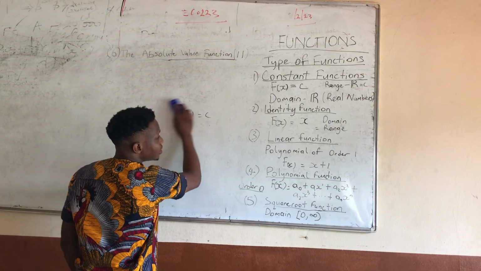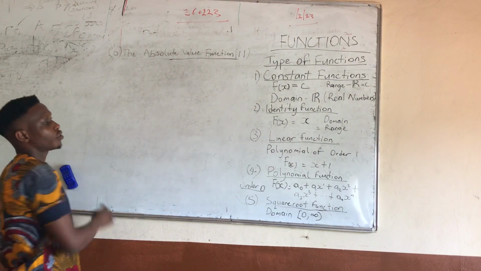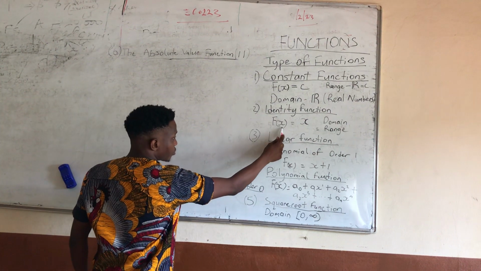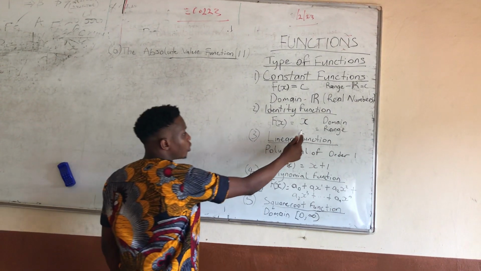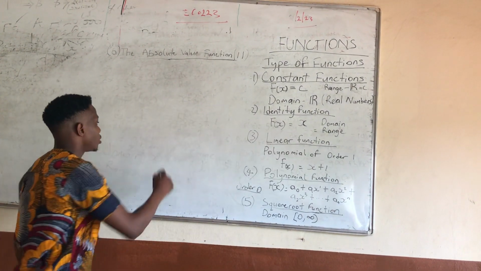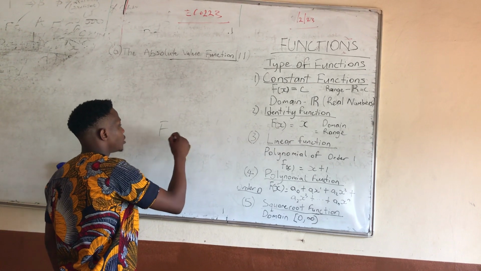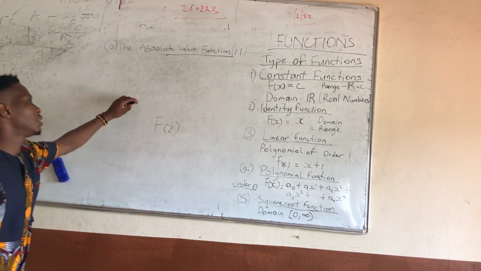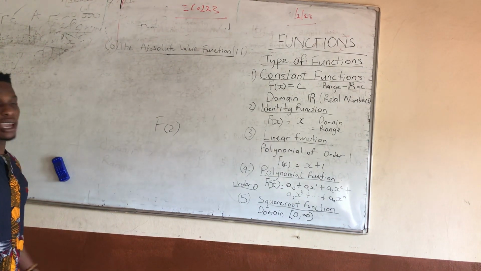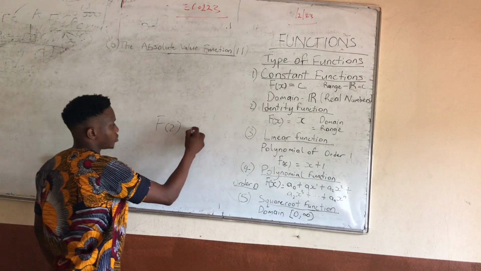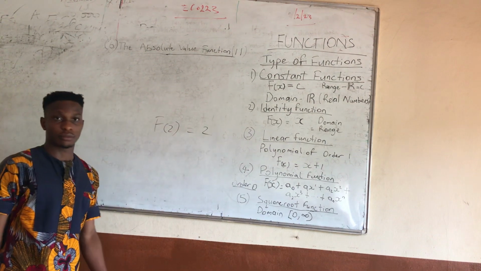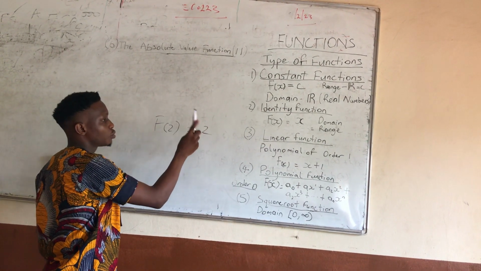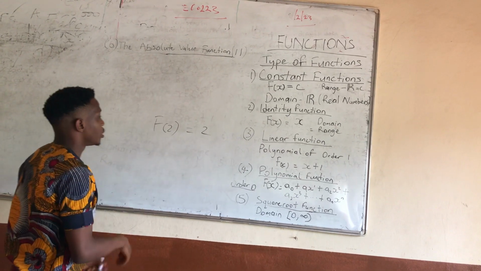Then, the identity function is telling us that the domain is going to be equal to the range. So if they ask you the question, and this is an identity function, find the range. The answer is simply 2. So the identity function shows you that the domain is going to be equal to the range.